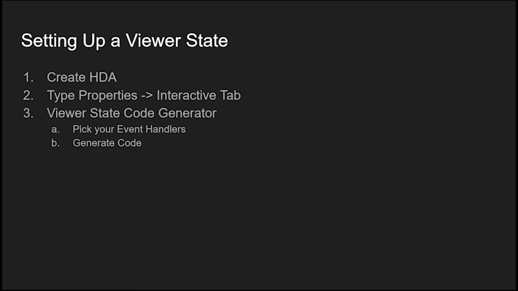So most viewer states are tied to HDAs. So to set up a state, we'll first need to create an HDA. From there, we'll open up the node type properties, go to the interactive tab, and then we can open up the viewer state code generator. SideEffects has done an awesome job with this and made a really handy interface so you can easily select all the event handlers you need, hit a button, and then it will generate the Python file with correct imports, class, and all the event handlers you selected. So you can just jump right in and add your code.